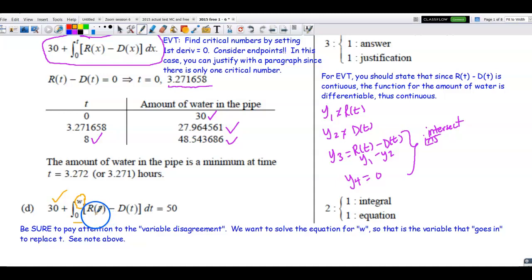And this is what I'm talking about with the variable disagreement. We're trying to solve for W. Since that's the variable we're solving for, it's the upper bound, and it will go in place of t if we were going to do the differentiation. And we set that equal to 50. So we get 1 point for the integral. That doesn't necessarily include the 30, but the integral would be this part right here. So if you had that, you get 1 point. And then for all of the rest of it correct, you get the 1 point for the equation.